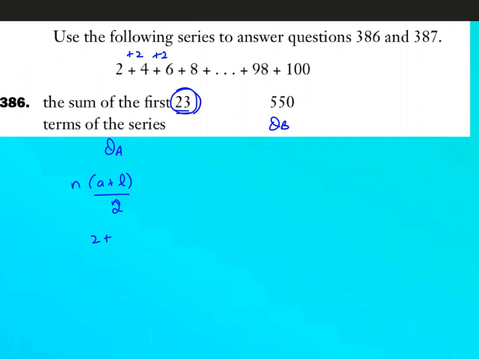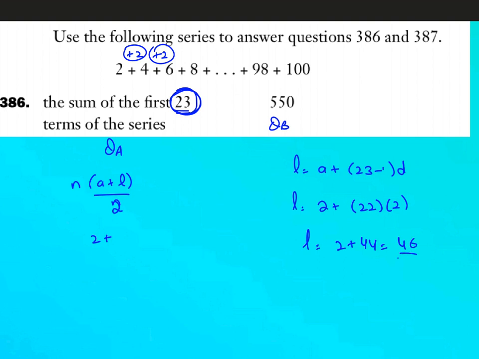The first term is going to be 2, the last term is going to be the 23rd term, because our series for this part goes up till 23. I'll have to find the last term. The last term is going to be a plus 23 minus 1 d. It's n minus 1 d, so the last term actually is 2 plus 22 times 2, because the common difference is 2. So therefore the last term is 2 plus 44, and that's 46.